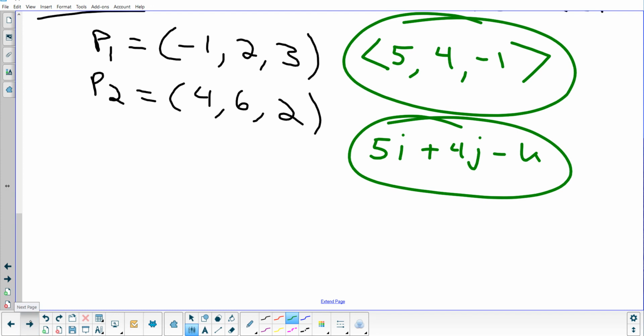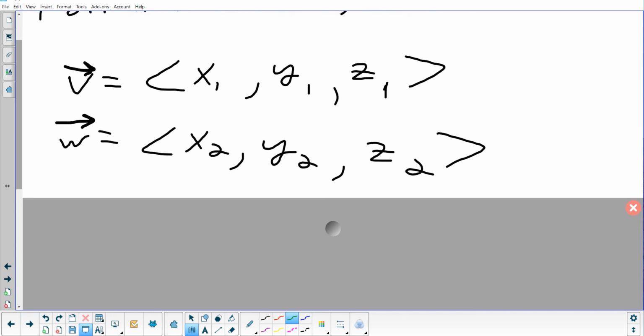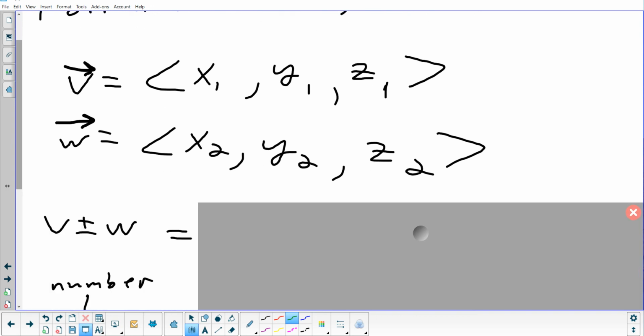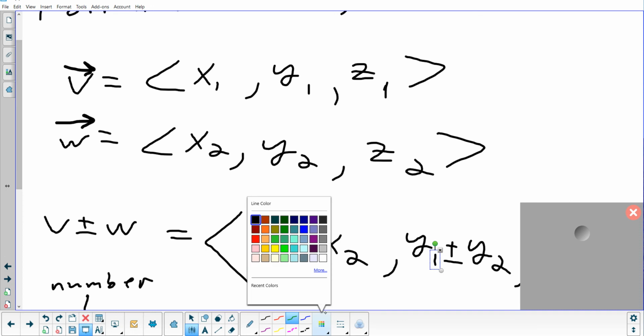All right. So let's look at some formulas that we did on Tuesday. On Tuesday, we learned how to add, subtract, scale vectors, and find the magnitude, all without sketching. And we saw that it was really just combining like terms. So let's say we want to add 2 vectors together. If it was 2D, the way you do it is you take your x components and add them up. You take your y components and add them up. If you wanted to subtract, you subtract your x components and subtract your y components.